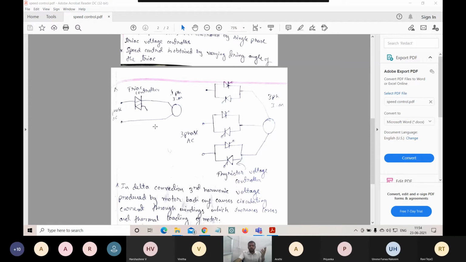Similarly, if you want to use a single-phase induction motor, there we can use a triac controller. So what is meant by a triac? A triac is our anti-parallel connected thyristors or SCR.